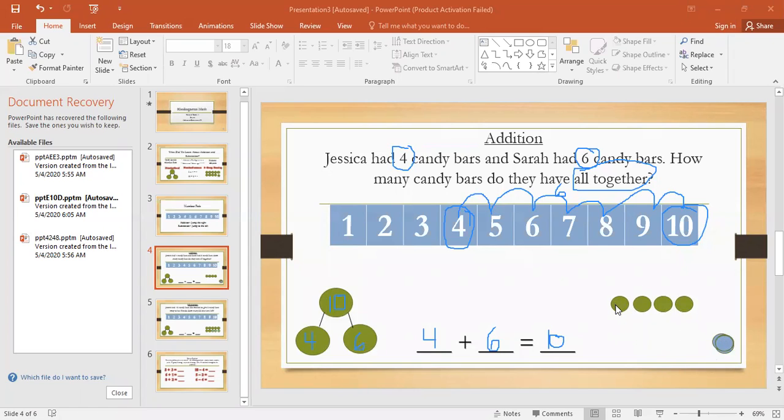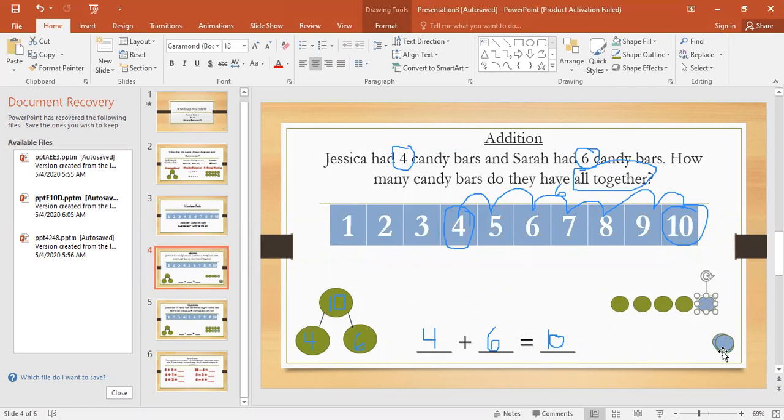All right, so I have 1, 2, 3, 4 circles for Jessica's 4 candy bars. Now I am going to put out circles for Sarah's 6 candy bars. All right, tell me if this is correct. Am I going to bring this circle down here? No, why not? Why can't I just bring the circle down here? Oh, right, good, you're right. That's because I need 5 circles on the top before I go down to the second line. I always need 5 circles on the top row.